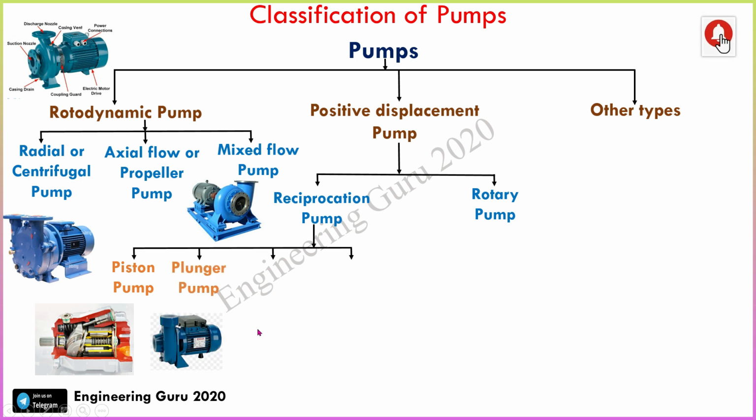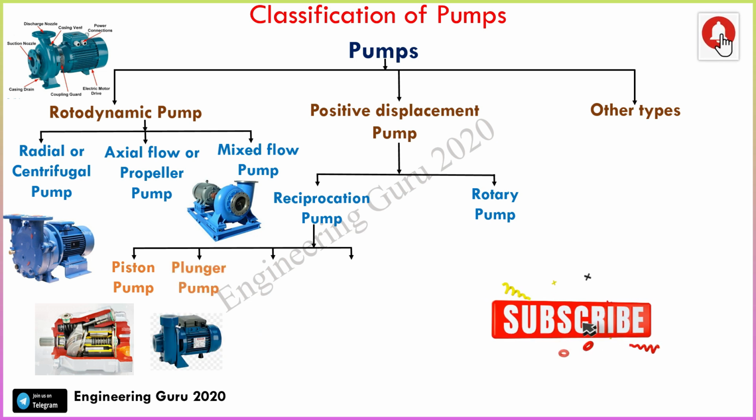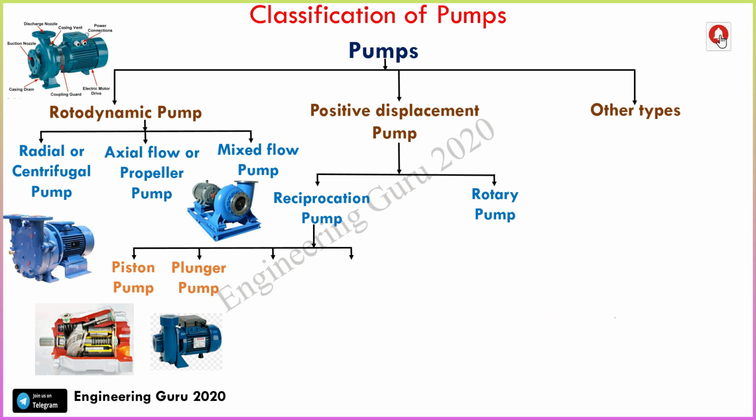Now next one is the plunger pump. Plunger pump is a positive displacement pump which is used to pump a small amount of liquid at high pressure. It is similar to the piston pump, in which the piston is replaced by the plunger. So the working of both pumps is the same. In the piston pump, a piston is used, and in the plunger pump, a plunger is used instead of a piston.